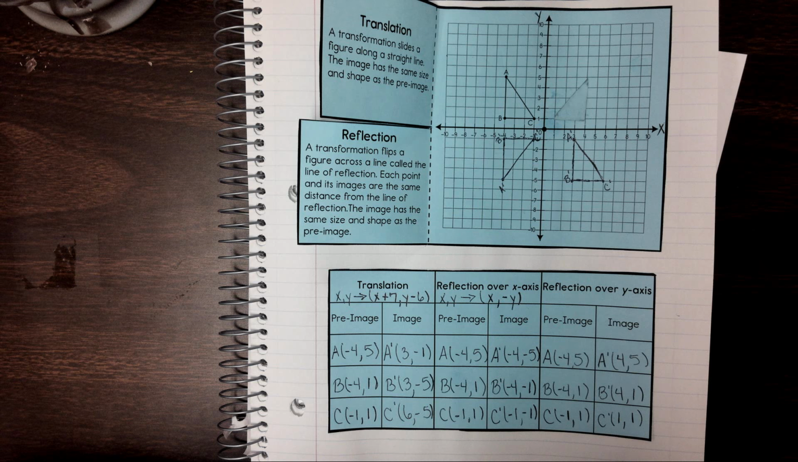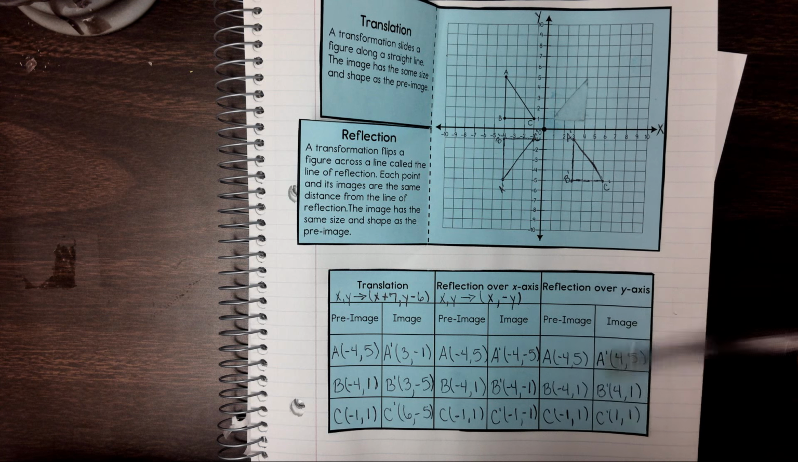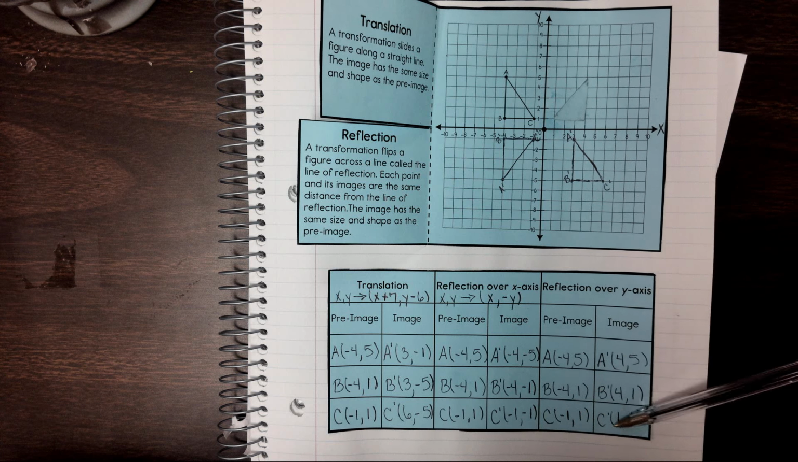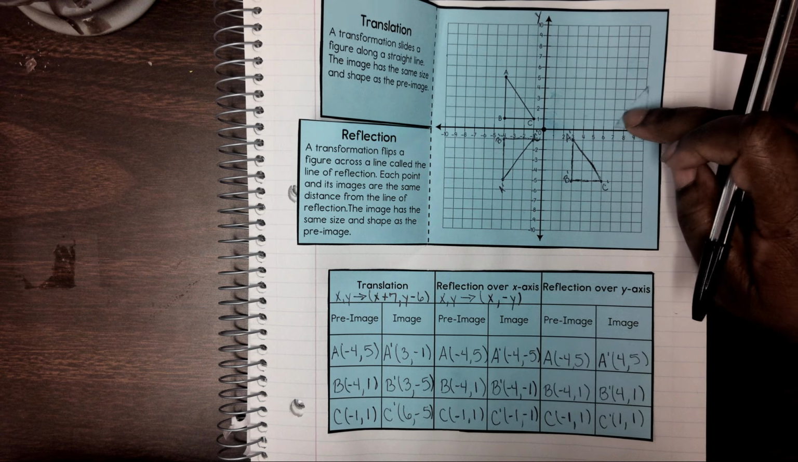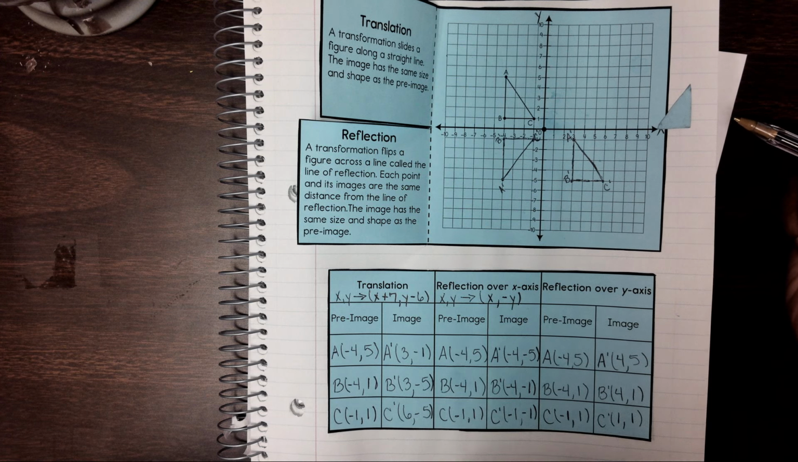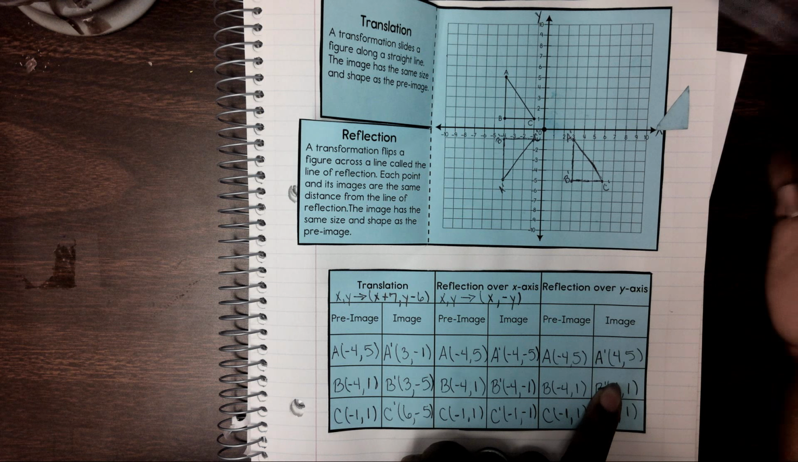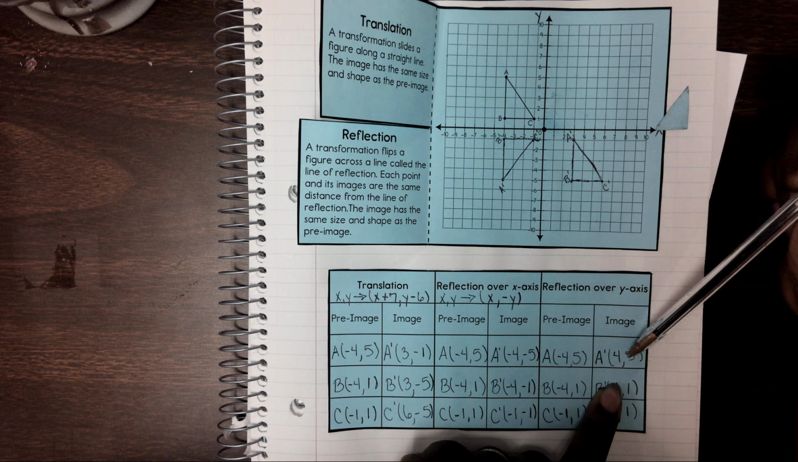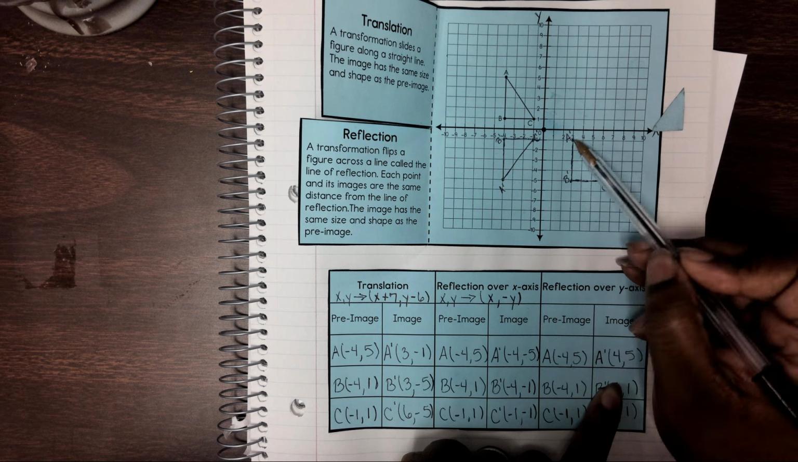So at this point, we need to make sure that we plot our new image or create our new image with our A prime, B prime, and C prime. So I'm going to remove my triangle. And again, just a gentle reminder, if you need to pause the video, please go ahead and do so. If you need to play it back or rewind, go ahead and do so as well. So A prime is located at 4, comma 5. So to the right 4, up 5.